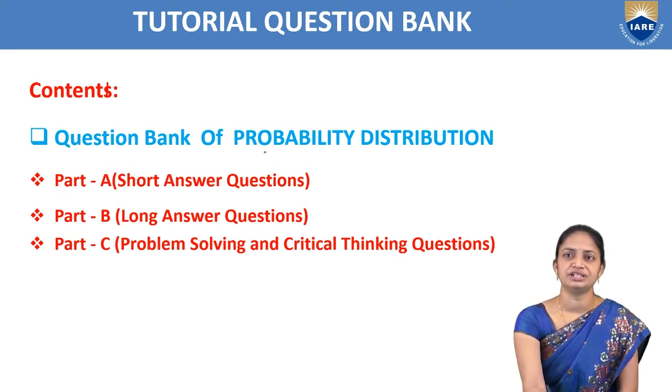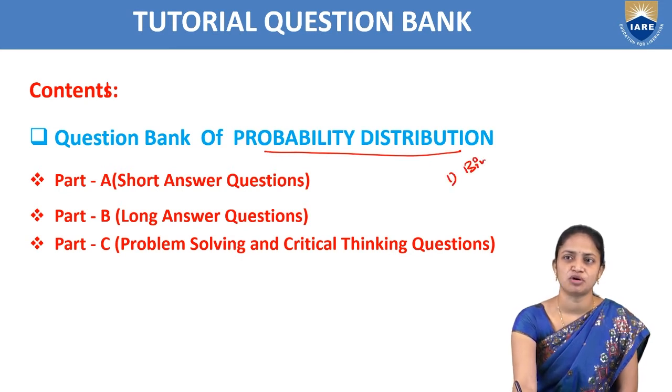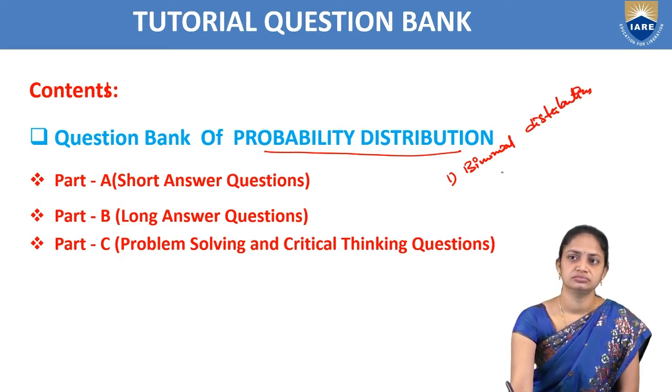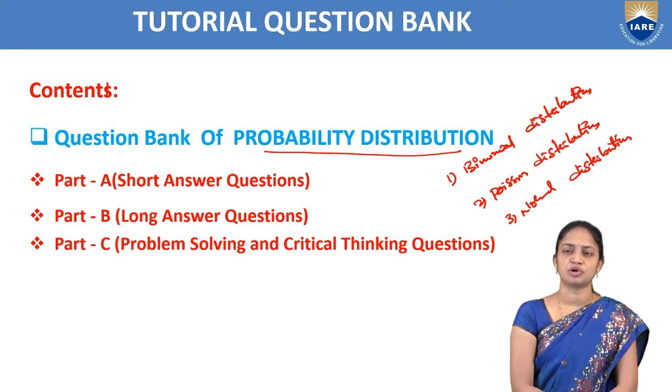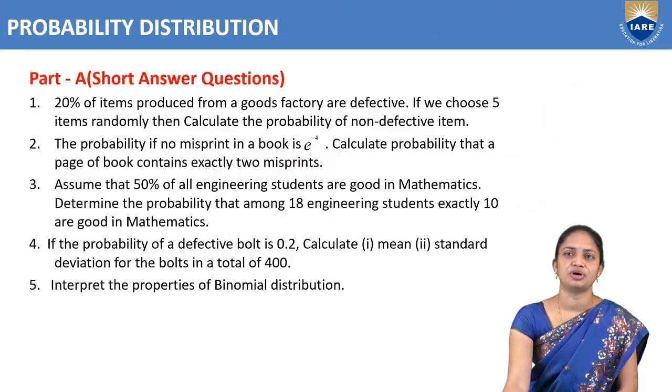So in probability distribution, we have only three topics. First one is binomial distribution. Second one is Poisson distribution. And third one is normal distribution. So here we have only three topics in probability distributions in module 2.